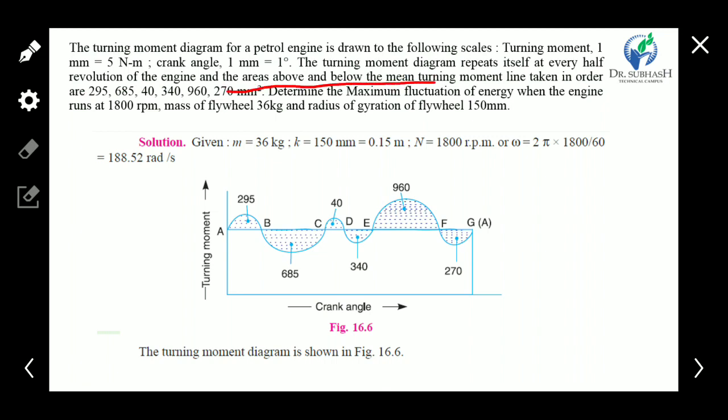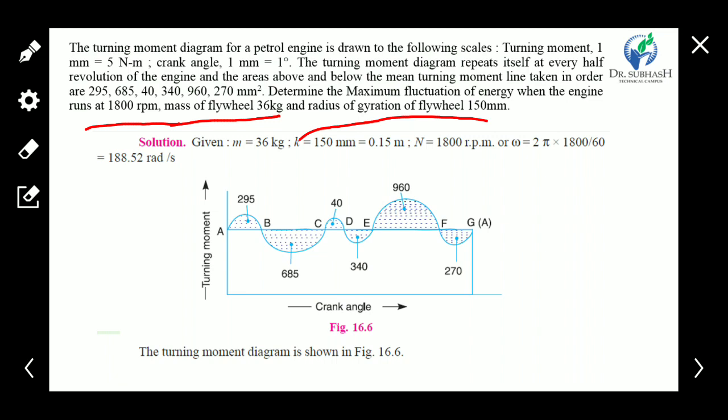The areas above and below the main turning moment line, taken in order, are 295, 685, 43, 140, 960 and 270 mm square. Determine the maximum fluctuation of energy when the engine runs at 1800 rpm. Mass of flywheel 36 kg, radius of gyration of flywheel 150 mm.